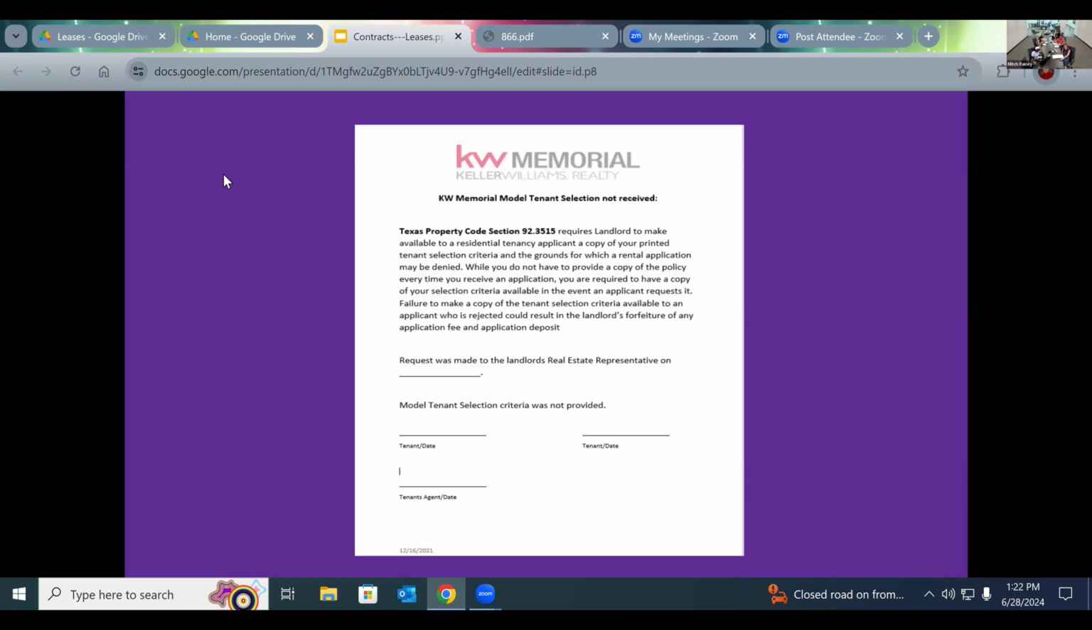We have done this form, the model tenant selection criteria not received. If you're the tenant's agent, you contact this landlord prior to making an application, or you contact the agent. What you'll most likely get is, I don't know what that is, we don't require it here. I understand that, but it is required by the state of Texas. So you can document when you requested it and told your clients that they did not provide it, and ask if they want to move forward. Then it's up to the client whether or not they want to make application.